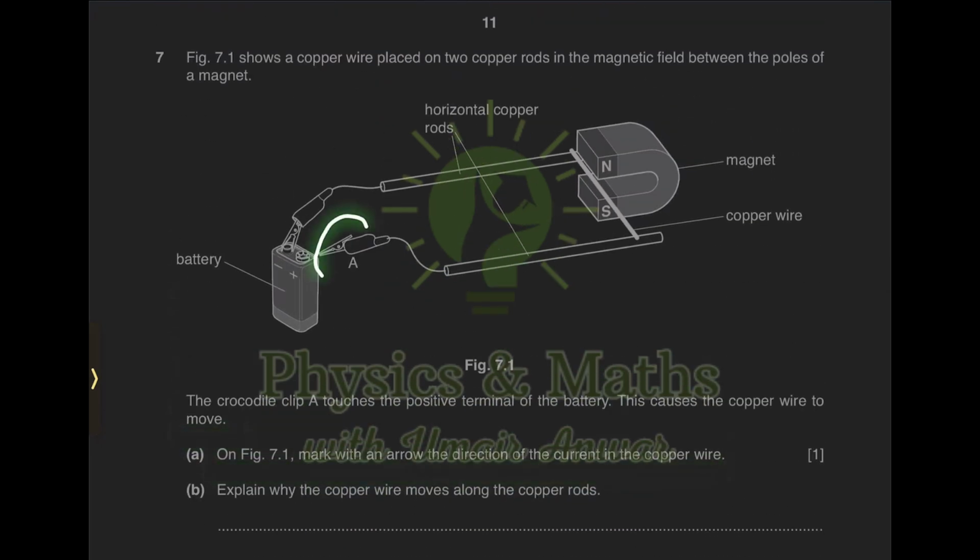Now, since the crocodile clip A is going to touch the positive terminal of the battery, the conventional current is going to flow from this end through the copper wire and then return from the other copper rod to this crocodile clip B.